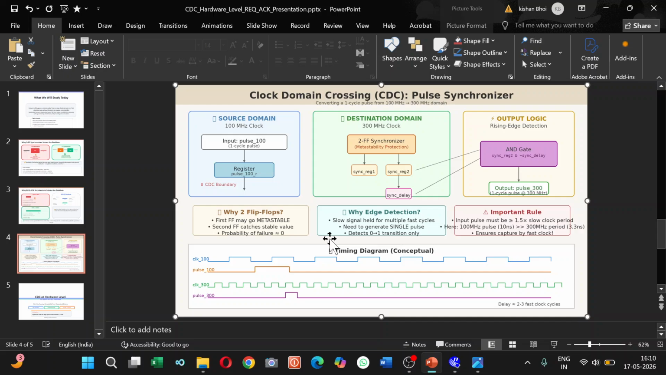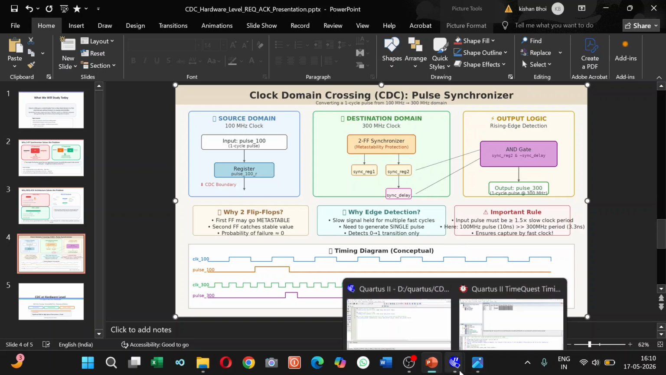The answer is that a slow signal held for multiple fast cycles needs to generate a single pulse, so we detect the 0 to 1 transition only. Another important rule I mention is that the input pulse must be greater than 1.5 times the slow clock period, meaning the source domain clock. Here the 100 megahertz pulse is 10 nanoseconds, much greater than the 300 megahertz period, so it is captured by the fast clock.